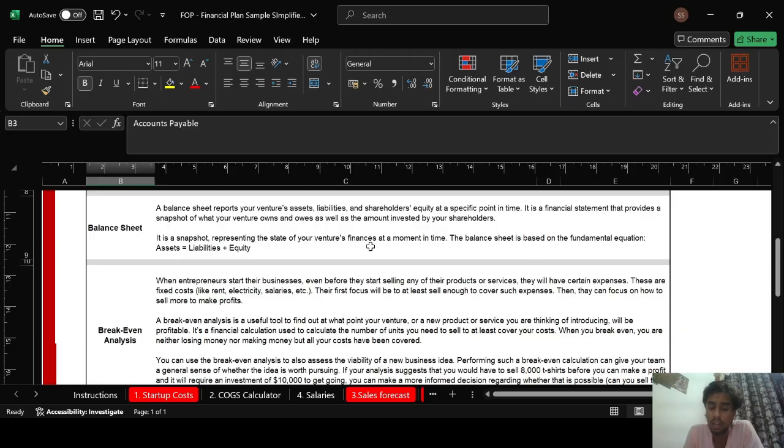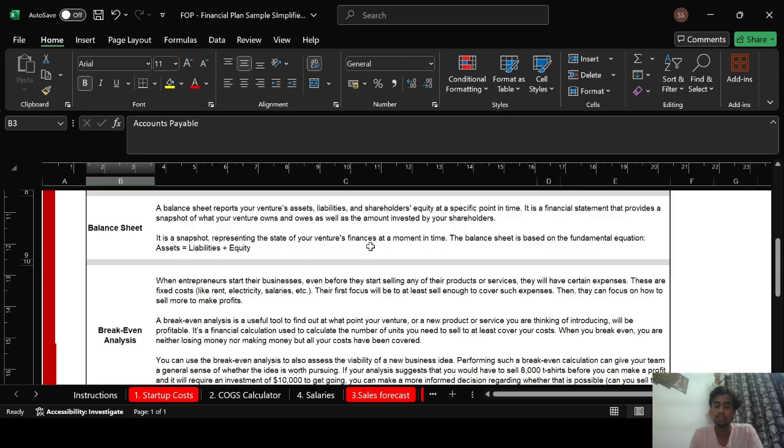When entrepreneurs start their businesses, even before they start selling any of their products or services, they will have certain expenses. These are the fixed costs like electricity, rent, salaries, etc. Their first focus will be to at least sell enough to cover such expenses. Then they can focus on how to sell more to make profits.